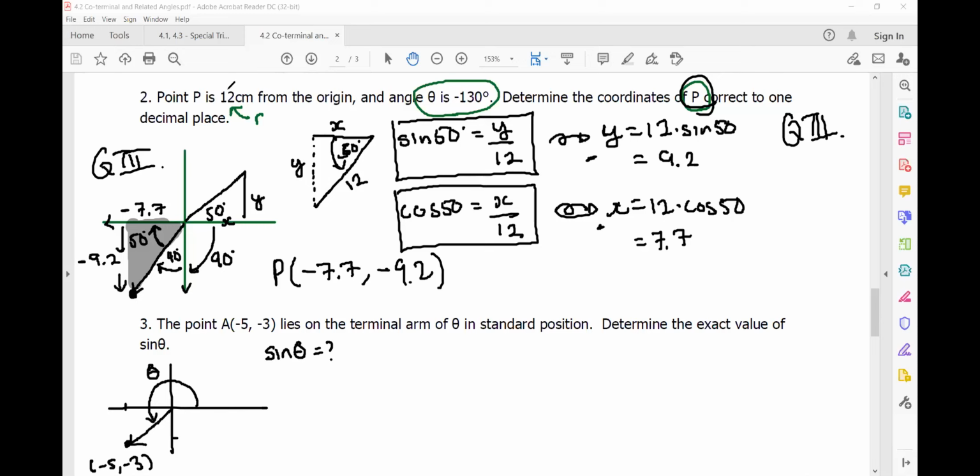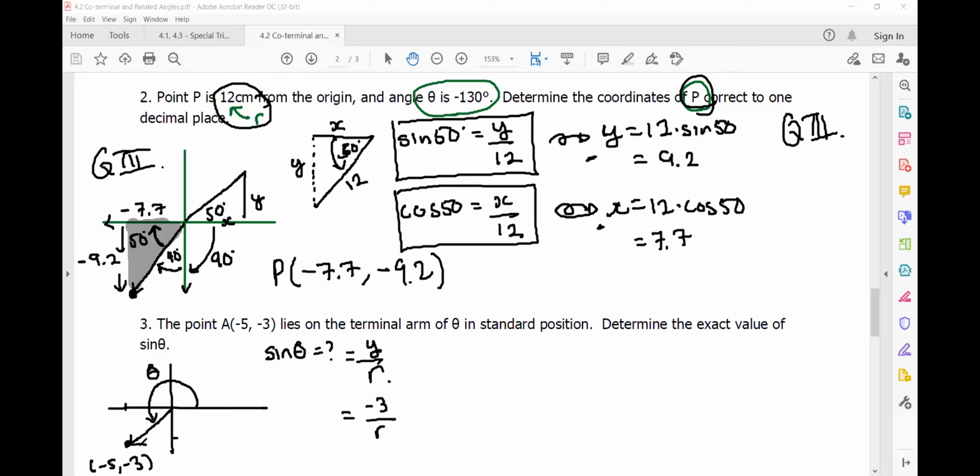I chose 12 because the question said the point is 12 centimeters from the origin. So I know that the radius is going to be 12, so the hypotenuse is going to be 12. The question asks for sine theta, which is y over r. That's already easy. We already have the value of y, but we don't have r. So let's take a look.